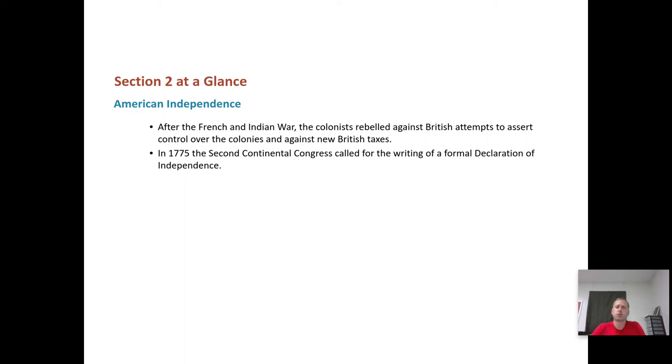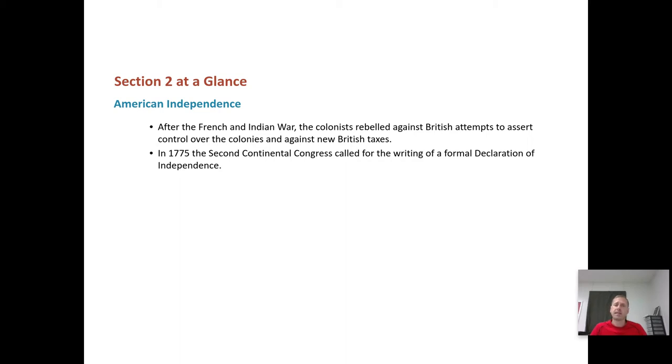Hey guys, we're going to start chapter 2, section 2 notes today. If you remember from section 1, section 1 was all about the roots of American democracy. Where did we get these ideas about democracy from? We looked at England and their political heritage, and then we also looked to the Enlightenment thinkers, Hobbes, Locke, Rousseau, and Montesquieu, to get these ideas.